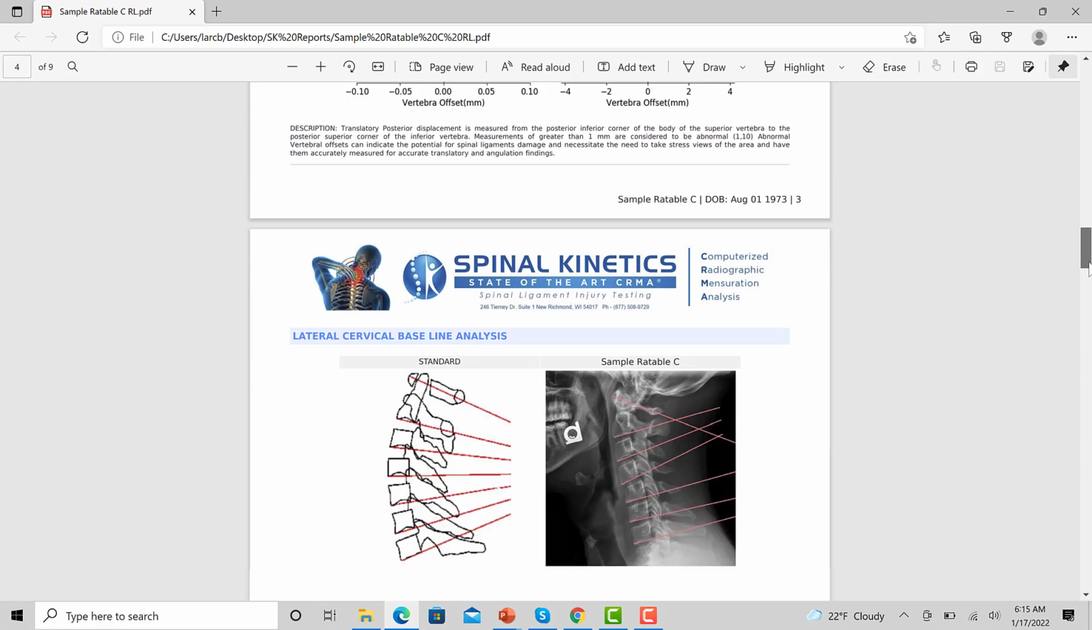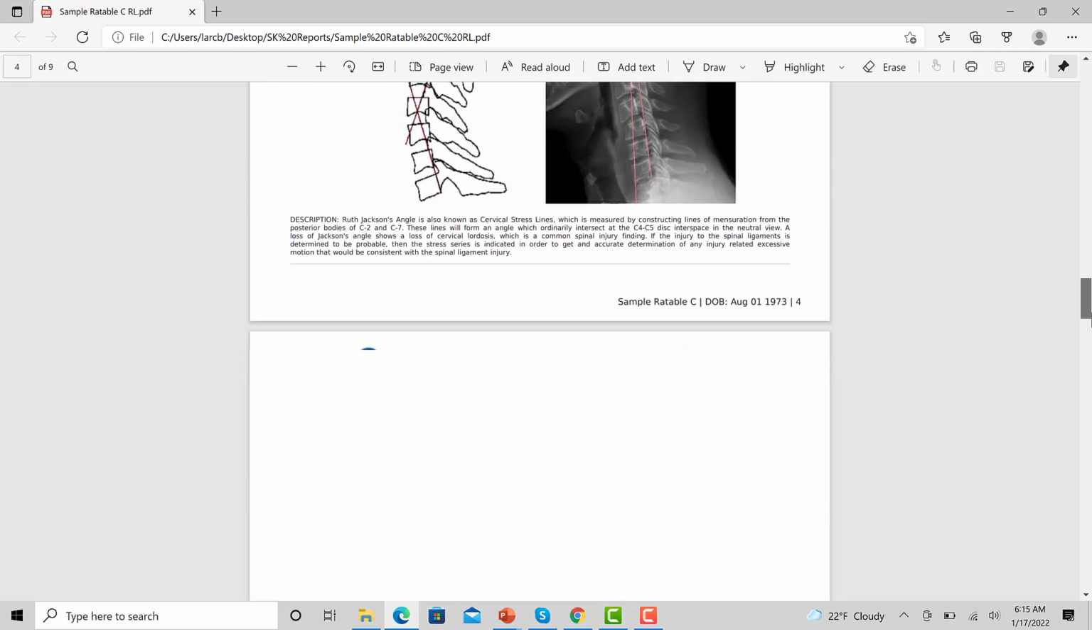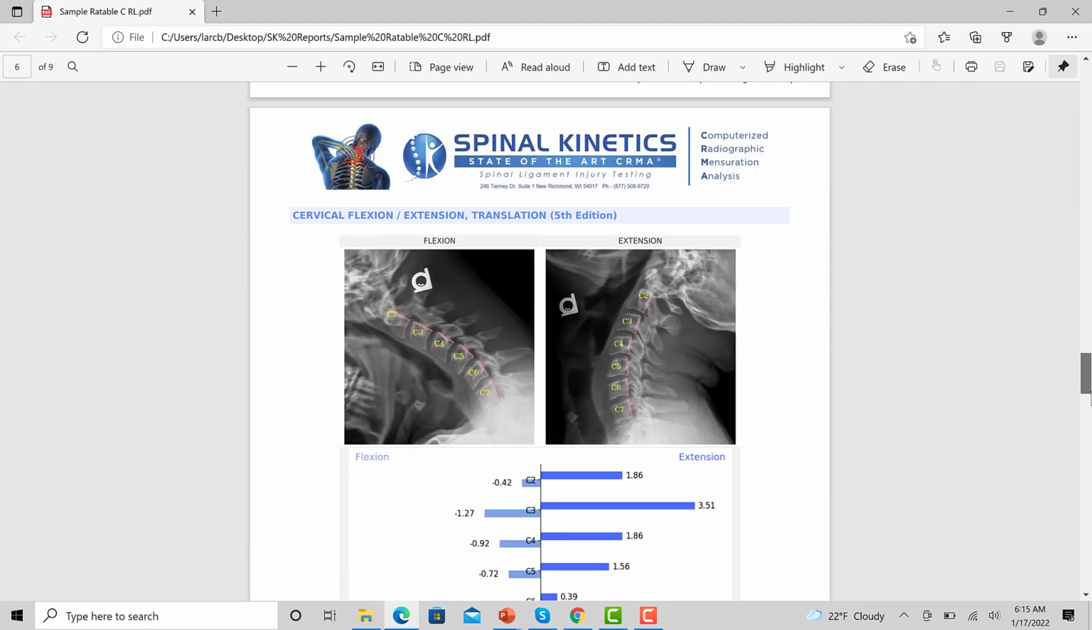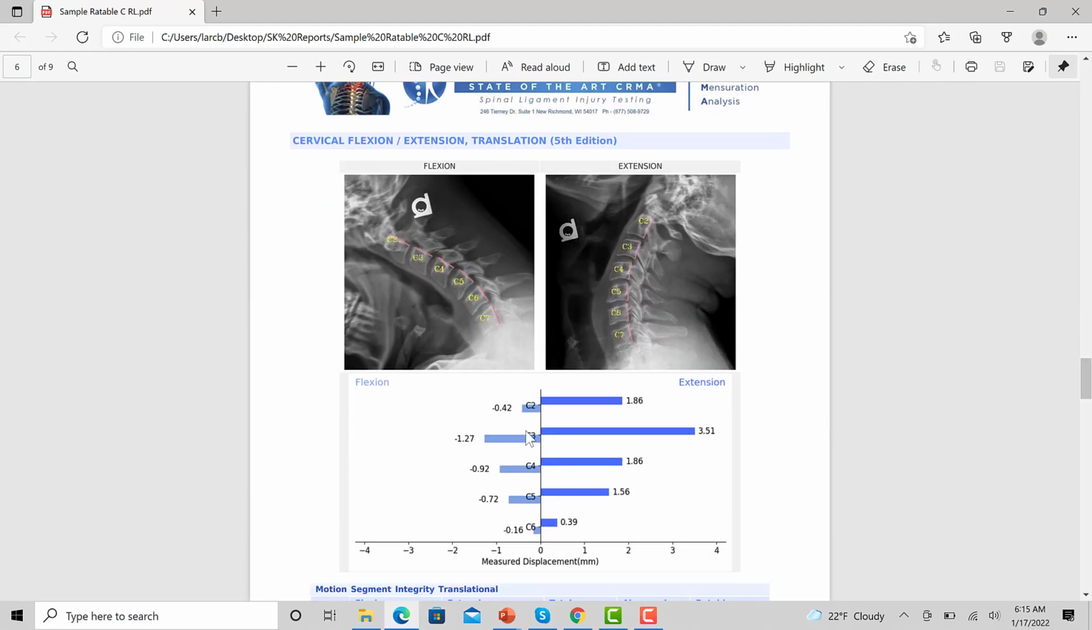Now let's scroll down. We're going to see right here, 5th edition translation. Now 5th edition translation is back and forth motion. You're going to need the 5th edition translation back and forth motion in order to grade the severity of the sprain, right? Because it's back and forth motion. You're going to need it for placement into the Croft treatment guidelines for the translation findings. You're going to need it for return to play parameters for contact sports. These are rationales for why we put it in the report.